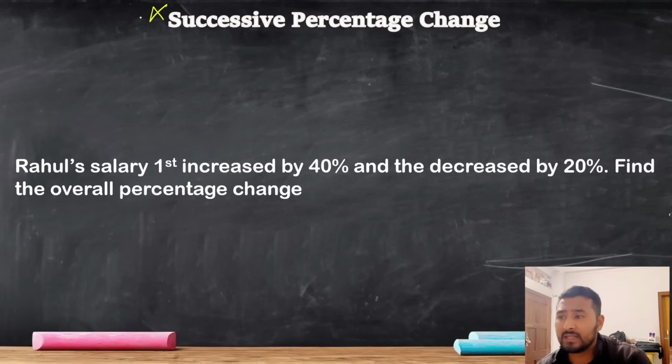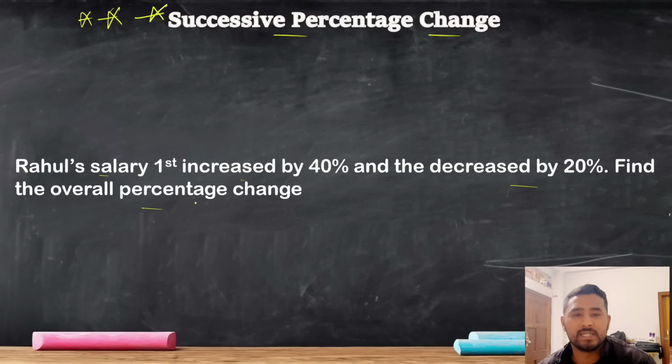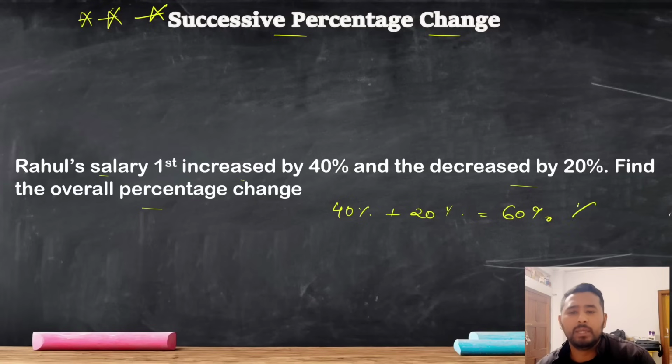Now, very important again, this type of question, it really comes in exams, okay. Successive percentage change. Suppose if you are given, say, Rahul's salary first increased by 40% and then decreased by 20%. Find the overall percentage change. How much total percentage it is? You might be doing like this, right? Rahul's salary first increased 40%, then 20%. So total percentage how much? 60%. But you will be wrong.